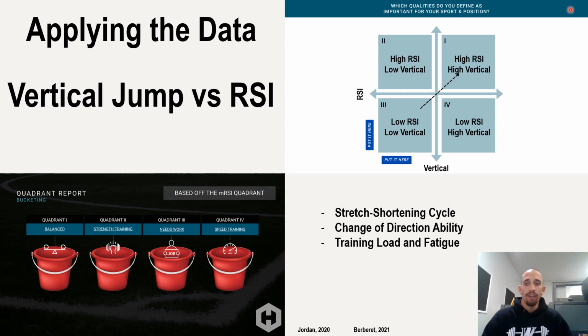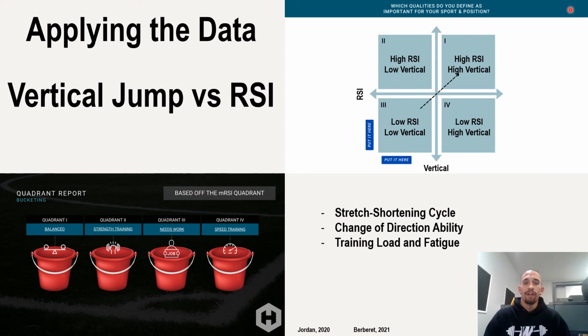Quadrant four, they just need speed training. So they're strong, they get high off the ground, but they're struggling to produce that force fast. So speed work, whether it is assisted plyos, overspeed, or just more pogos, they need more speed work so that they can get off the ground quicker, which in volleyball can be a big deal. So quadrant one, they're just balancing both.